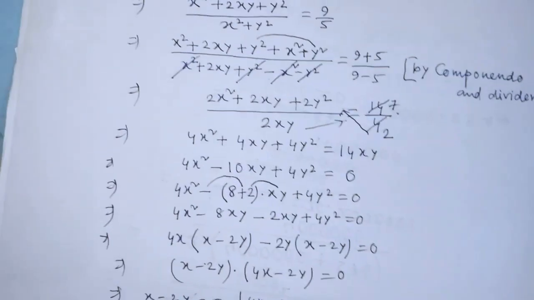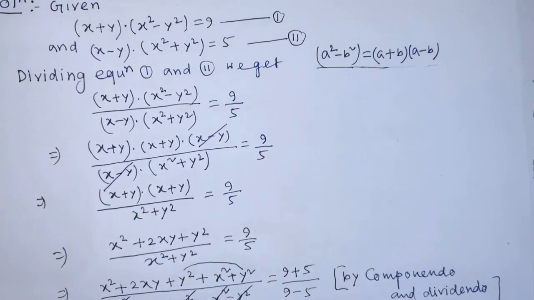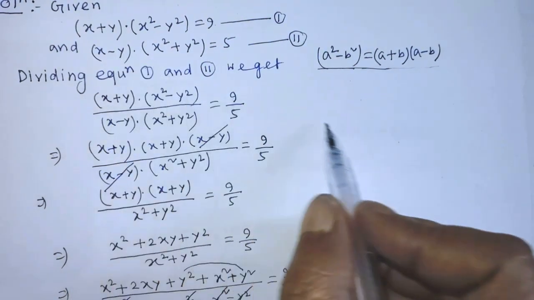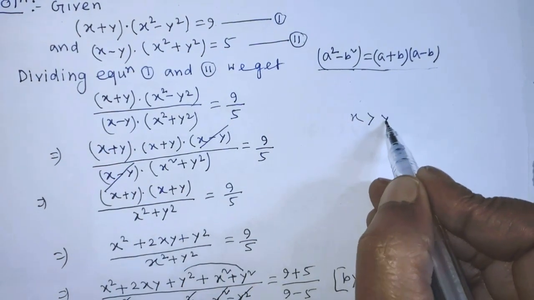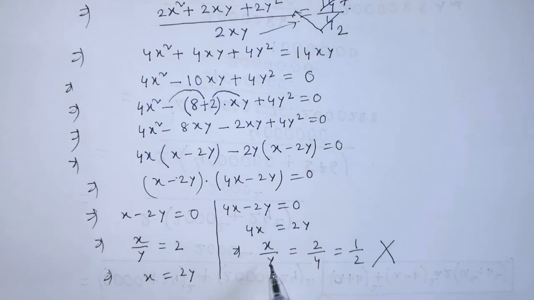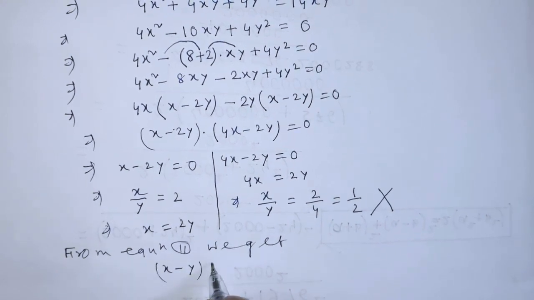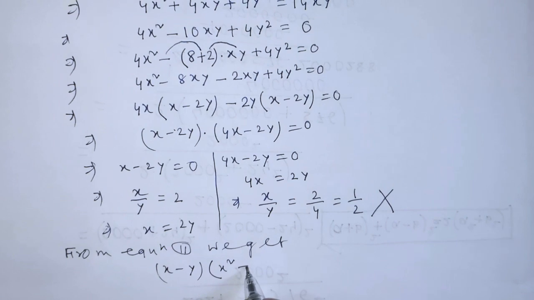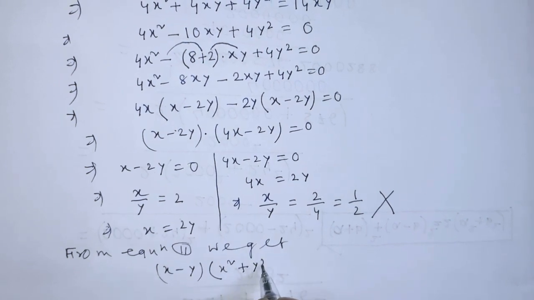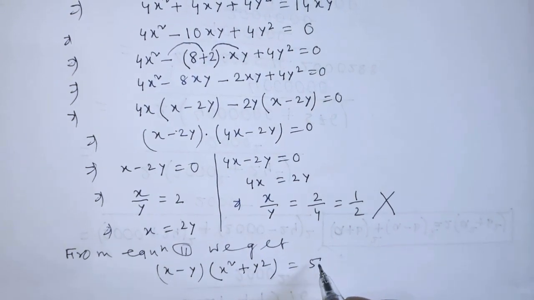But from equation number 2 we can say that x greater than y. That means the value of x over y is equal to 1 over 2 is not acceptable. Okay, so we have to take the value of x over y is equal to 2. From equation 2 we get x minus y times x square plus y square is equal to 5.